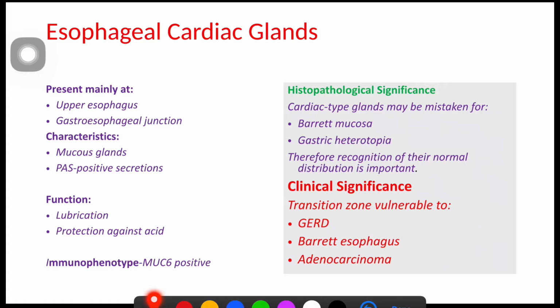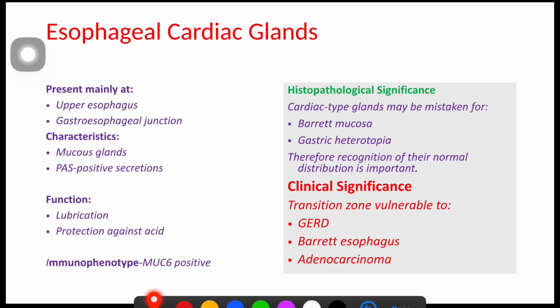Now, esophageal cardiac glands or mucosal glands are seen in the upper esophageal part as well as the GE junction. Characteristically they are mucous glands showing PAS positive secretions. Function is lubrication and protection against acid, and they are MUC6 positive. Now, what is the significance? Sometimes these cardiac type glands may be mistaken for Barrett mucosa or gastric heterotopia.